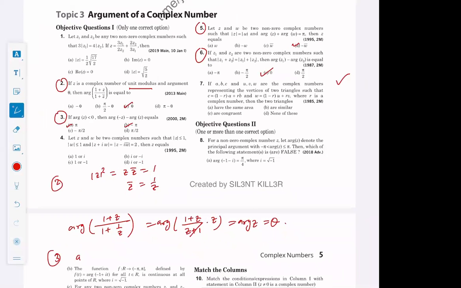Third one, argument of -1 and z. Do you remember argument of z1 z2? Properties of argument are the same as the properties of logarithm. So this one will be argument of -1 plus argument of z, and this is argument of z. So argument of z will be cancelled out. So basically argument of -1, and argument of -1 is either pi or minus pi, whatever you can say. So A and B are the answer.